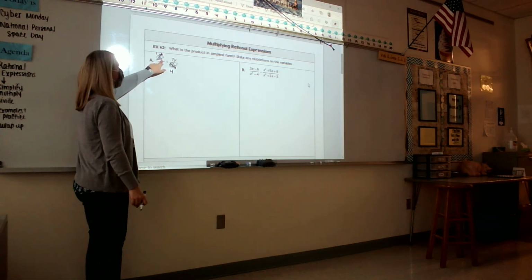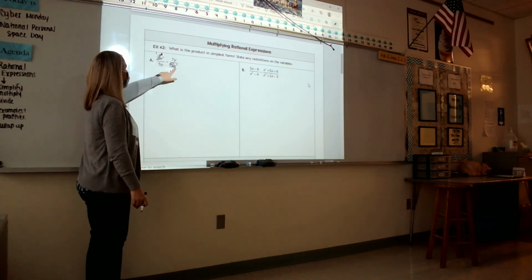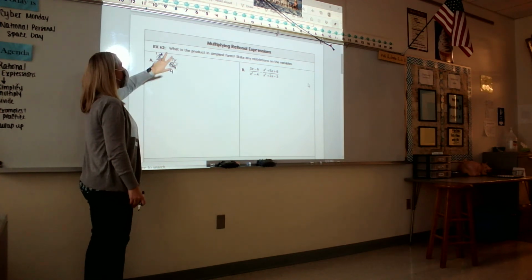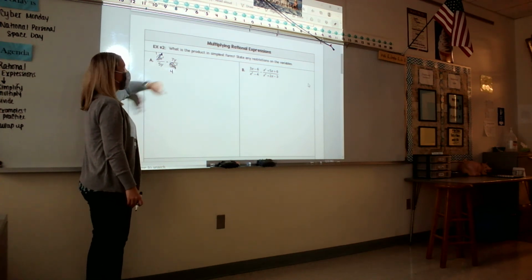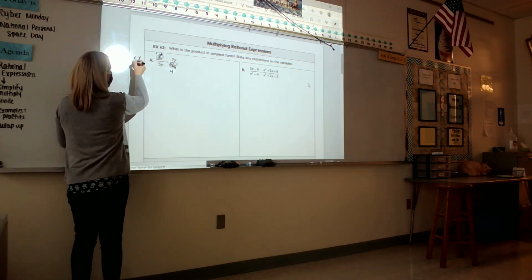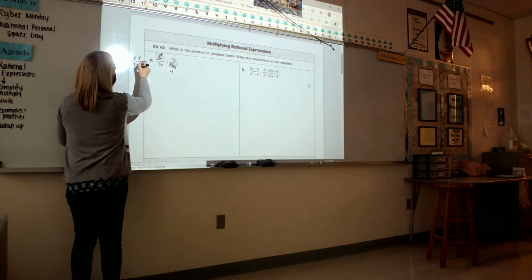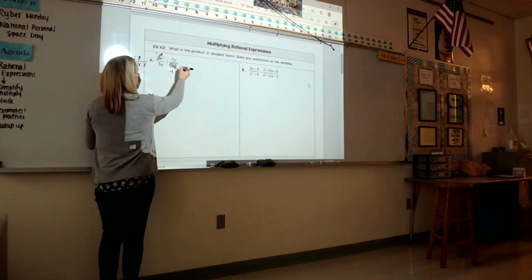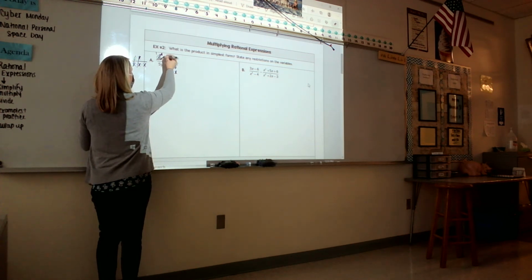I have x squared, and then the only other x I see is right here, x to the 3rd. So I'm going to reduce it. When I reduce it, you can either subtract your exponents, or you can think about it as x times x here, and then x times x times x here. You'd be left with just an x in the denominator, and that would cancel.